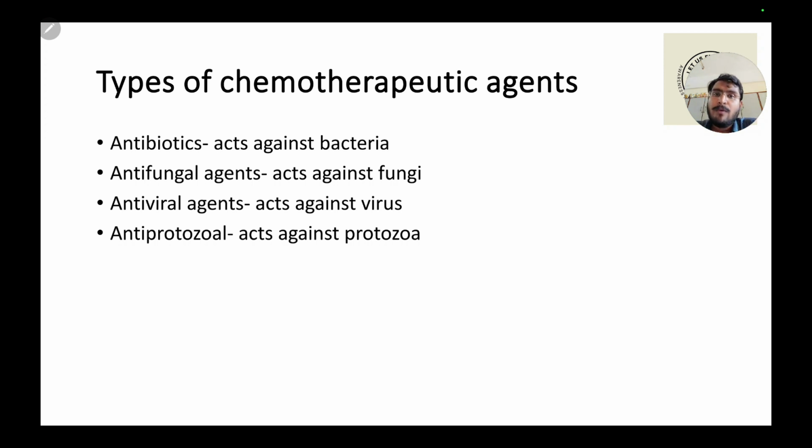In the next video, we will try to understand how these chemotherapeutic agents act. We will not be able to get into the technicalities because we have a wider audience here, but the basics of how these agents act on the infectious agents is also important. So we will speak about that in our next video. Stay tuned.